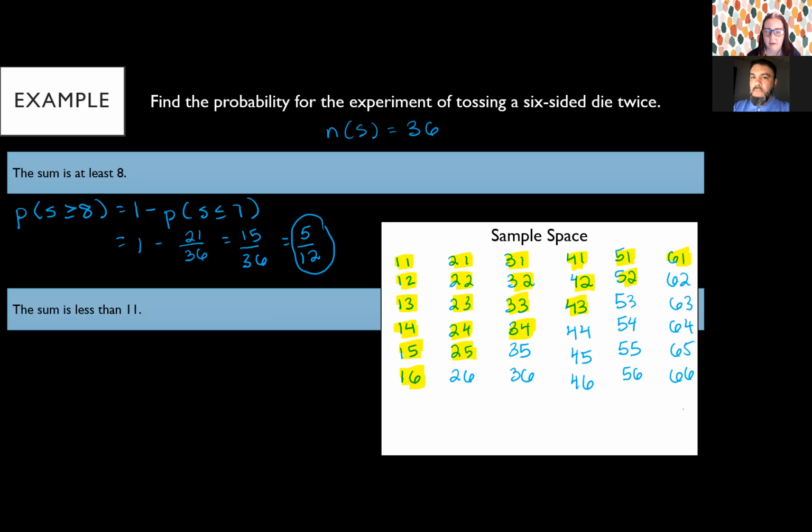Now, the second event here is that the sum is less than 11. And this is one where I would definitely use the complement. So if you know that you're going to have to be adding up a whole lot of things and that the complement is like adding up only 1 or 2 things, it's definitely worth it to do it by the complement. The previous one with the at least 8 is probably about the same amount of work either way. But if we want to know the probability that the sum is less than 11, so we're not including 11, then the complement would be 1 minus the probability that the sum is greater than or equal to 11.